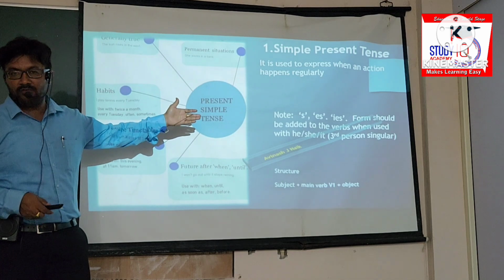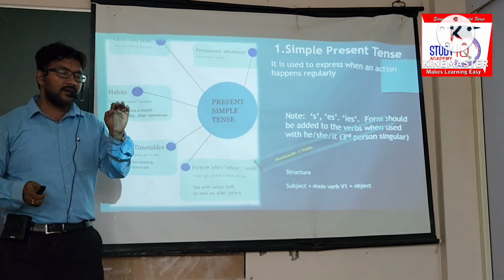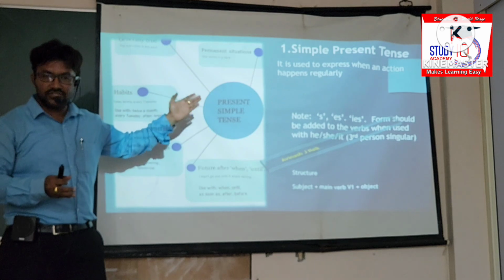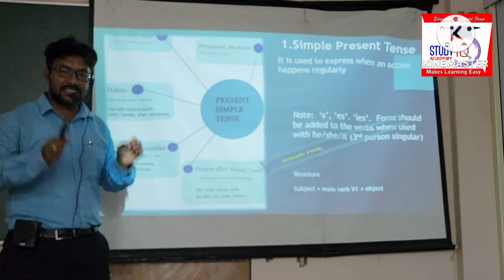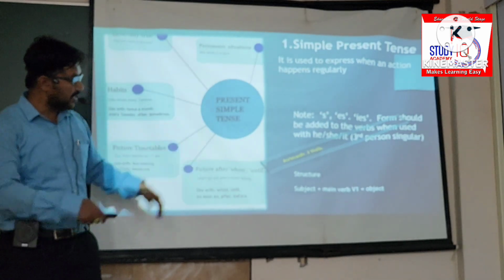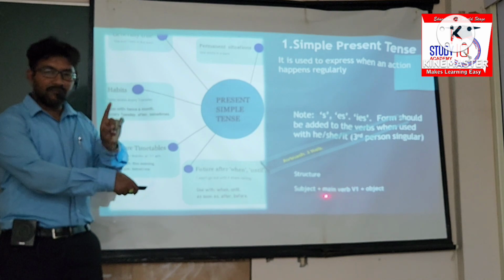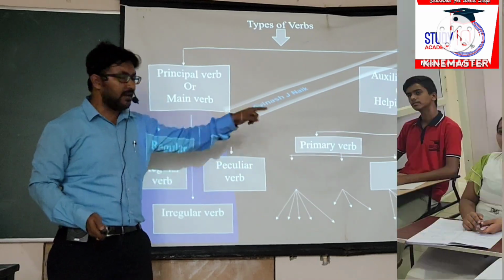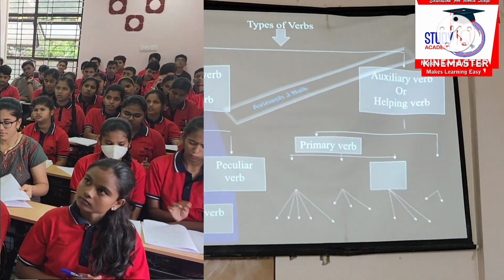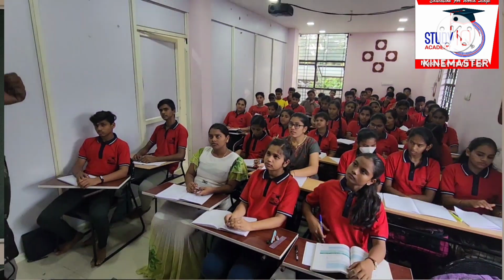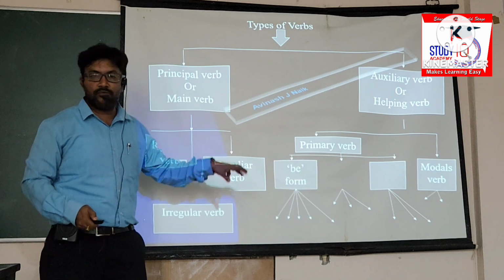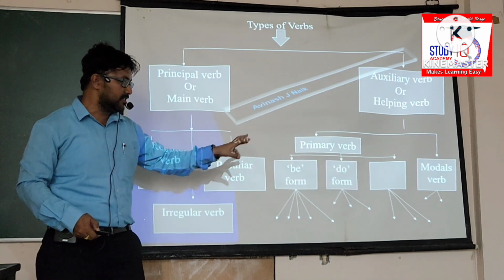S or ES. So where do we use this S form? In a sentence when the subject is singular, that is he, she, it, then you need to go with the structure of the simple present tense: a subject and a main verb. There are two kinds of verbs: one is the primary verb and another is the modal verb. And the primary verb is divided into three types: be form, have form, and do form. These are the three forms.